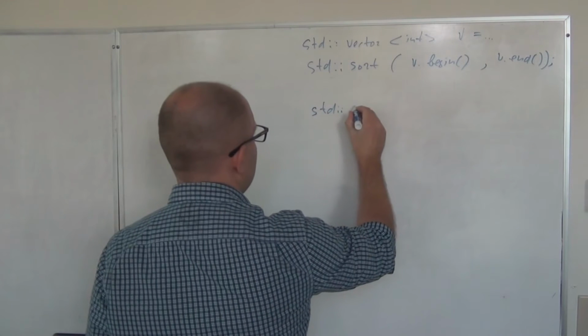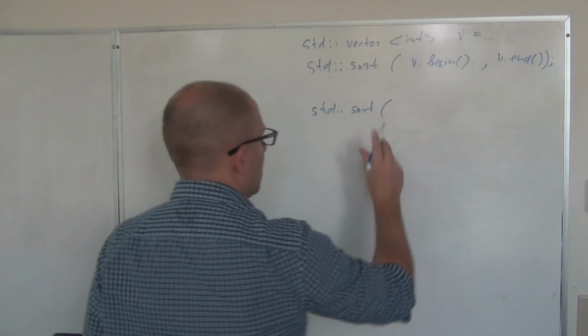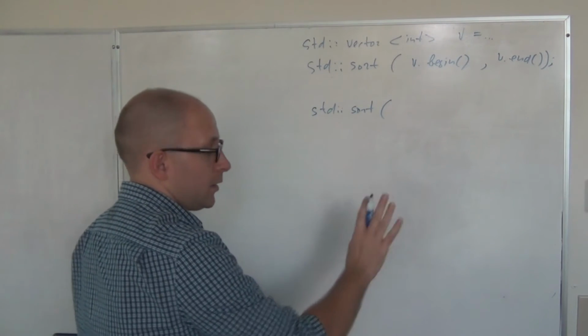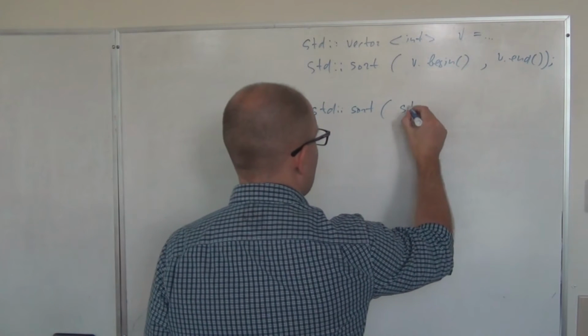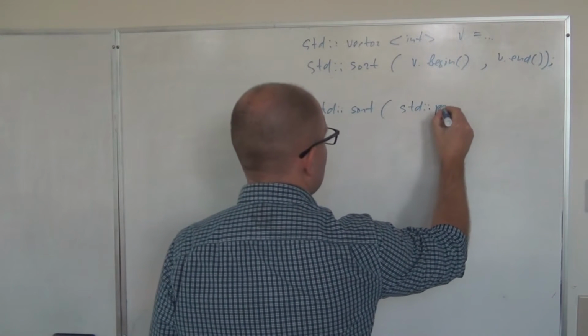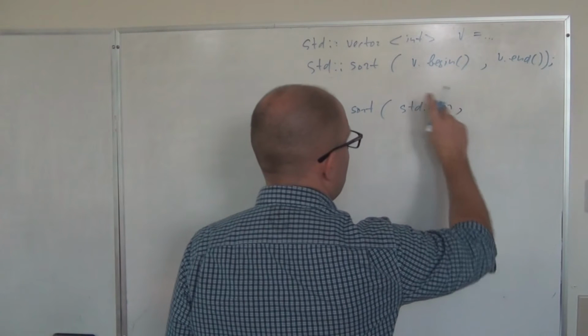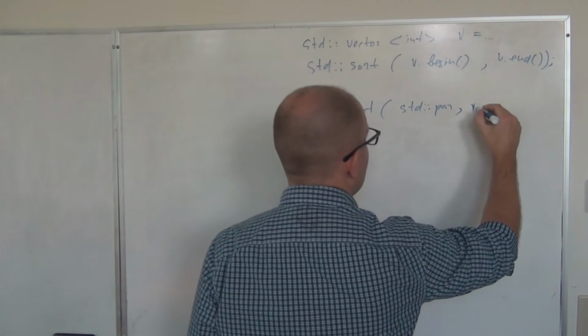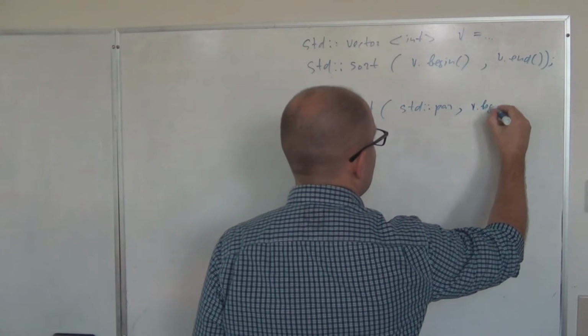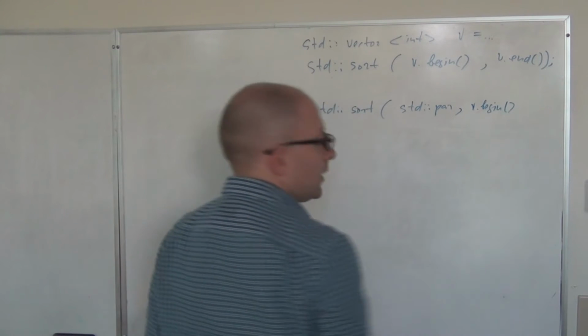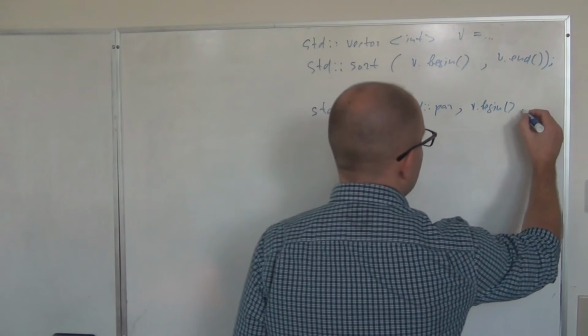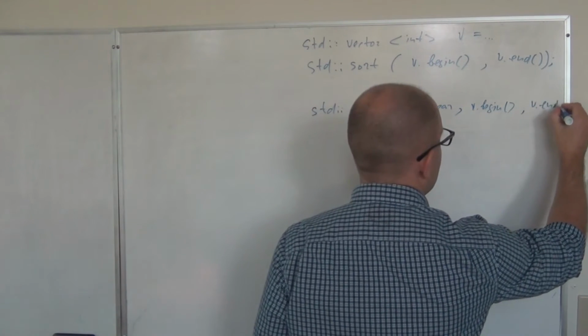std::sort. Now I'm going to write an execution policy. std::par. And then I'm just going to repeat what I already did before. That's std::par, like for parallel? Exactly. v.begin(), and then v.end().